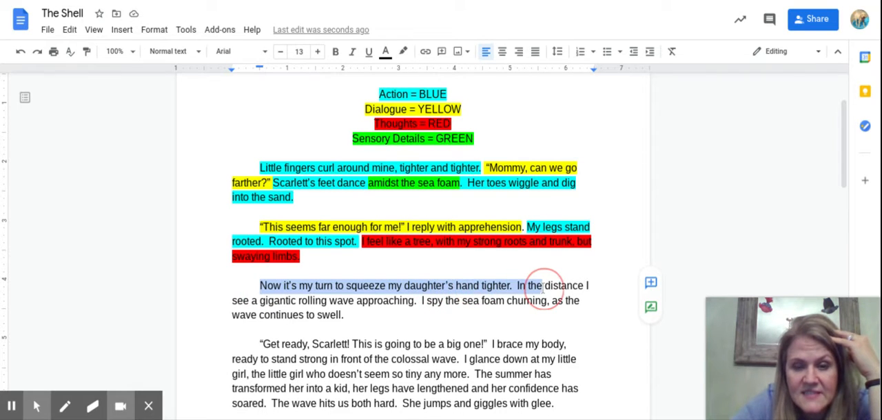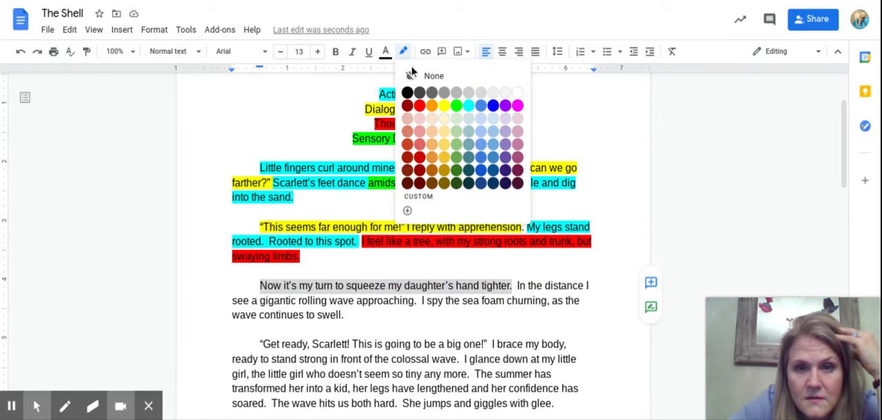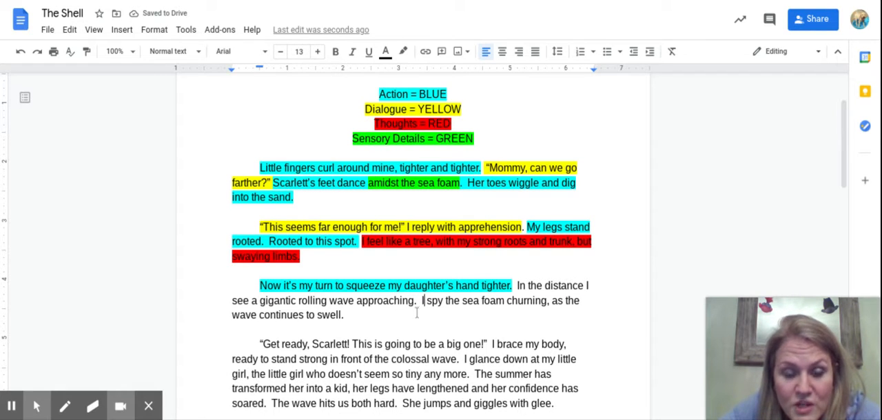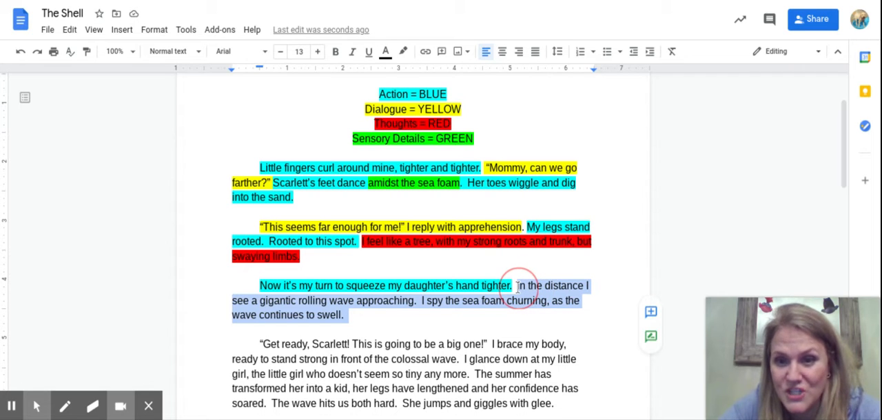Okay, in the distance, so that is blue, action. In the distance, I see a gigantic rolling wave approaching. I spy the sea foam churning as the wave continues to swell. Well, that certainly seems like sensory details, right? I'm really showing the wave here. That seems to be green, okay?